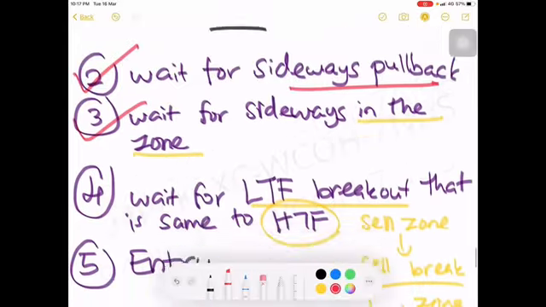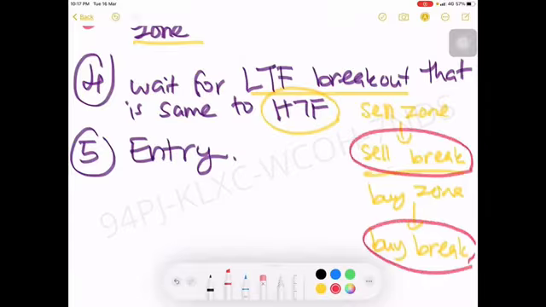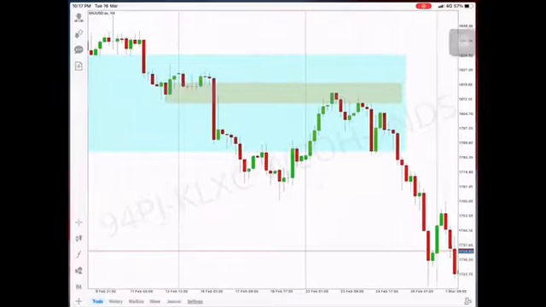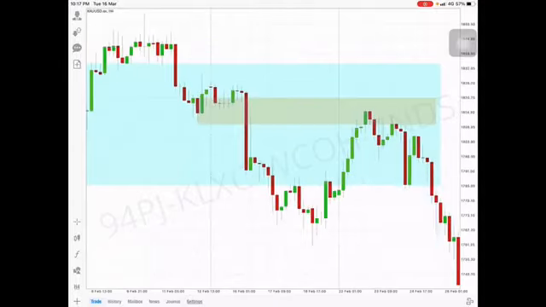Now, what are you looking for? Wait for it. Yes, we are looking for sell, because right now we marked the sell zone. So we are looking for a sell breakout. And we will go to H1. Yes, now we're gonna go to H1.